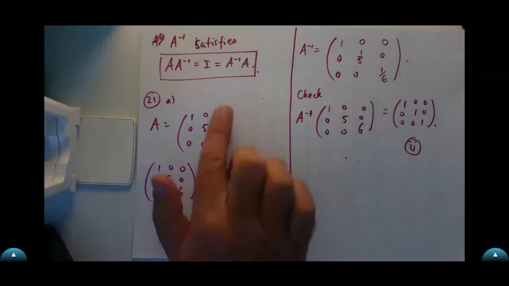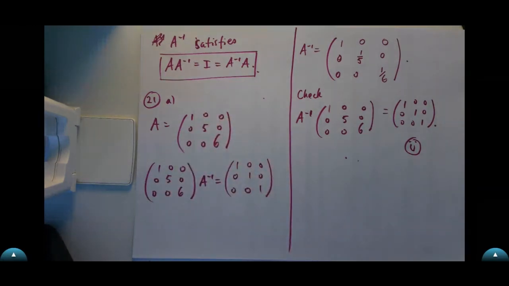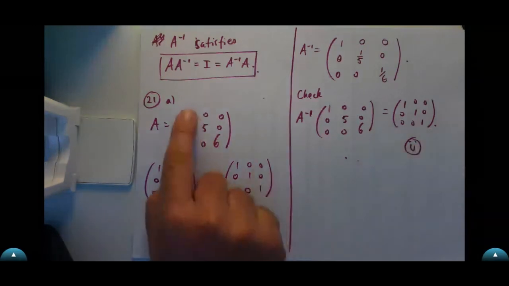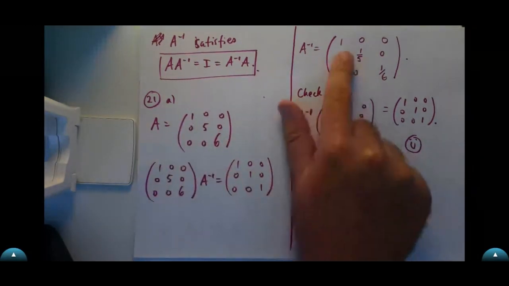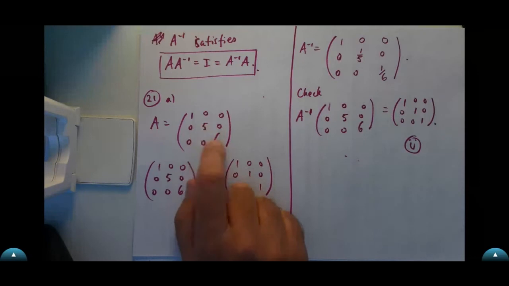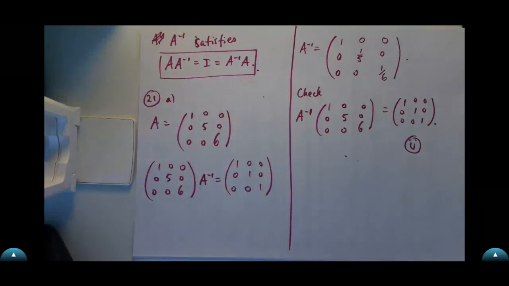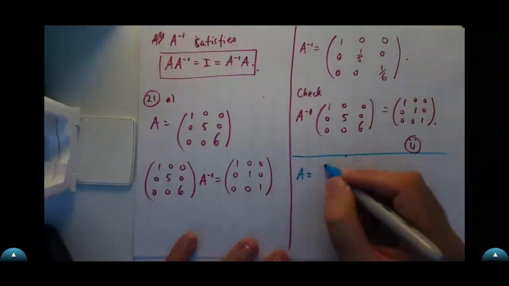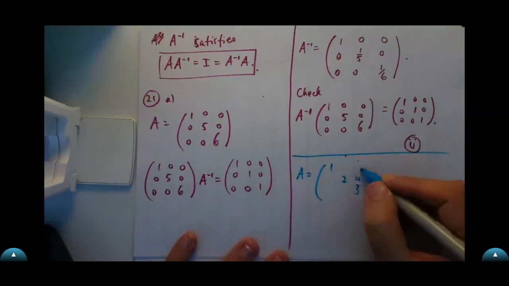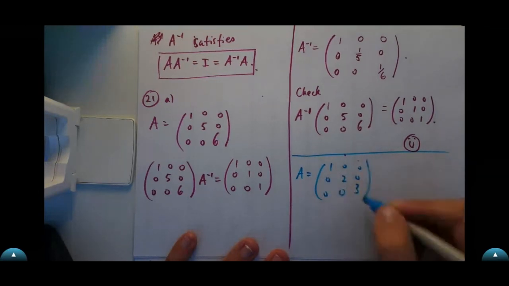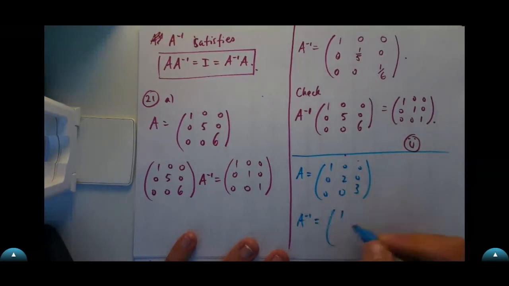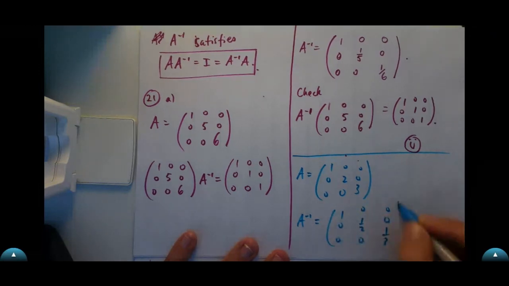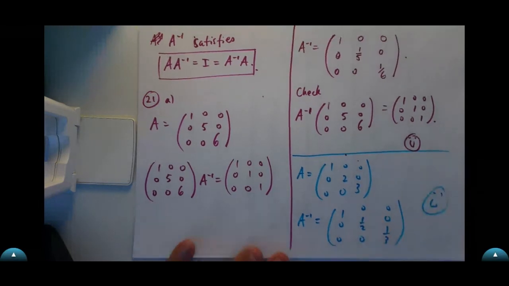So this is not easy to do, but when you have a diagonal matrix, you can see all you do is you flip or invert the diagonal entries. So for example, if I had the matrix 1, 2, 3, the inverse would be 1, 1/2, 1/3. Okay, so that's a pretty handy thing to know.